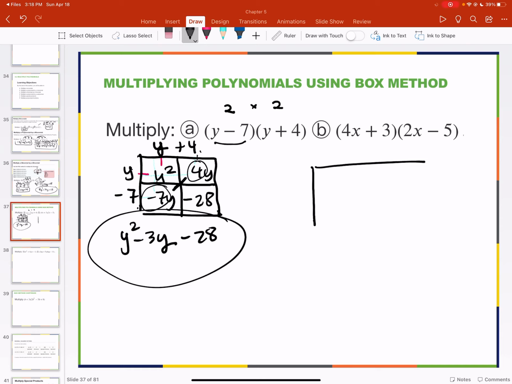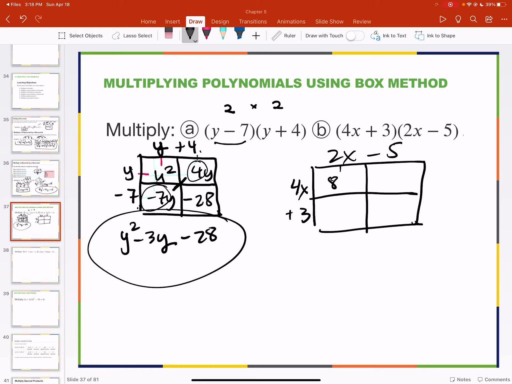So this is a 2 by 2. Okay, and then on one side we write 4x plus 3, or 4x and 3. This one is going to be 2x, and then minus 5. Okay, so 2x times 4x is 8x squared. 2x times 3 is 6x positive. 4x times -5 is -20x, and then 3 times -5 is -15. Like terms, we get 8x squared minus 14x minus 15. And that's it.